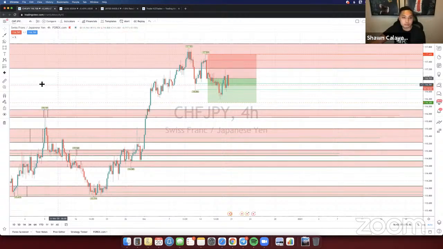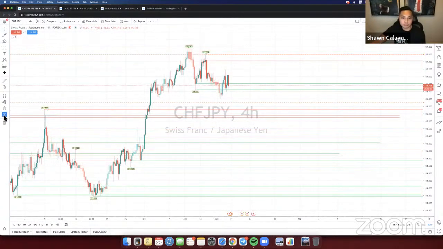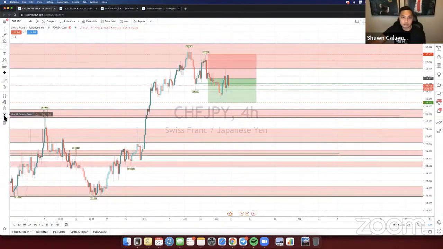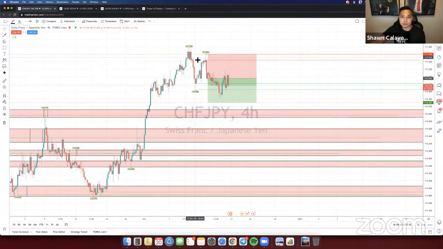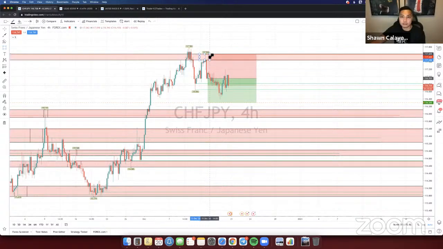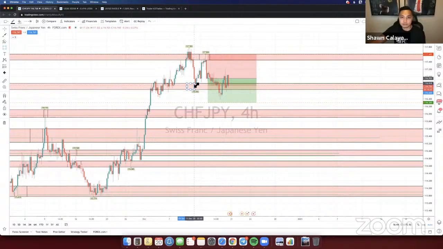And these lower zones right here look perfectly fine. The only difference here is that this upper one has changed. So I'm going to go ahead and draw this zone right there. And I'm going to draw this lower zone right here as well.